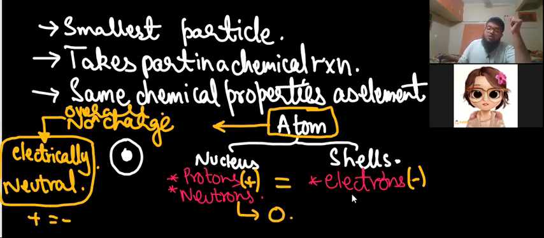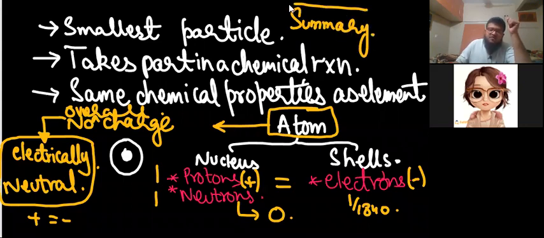Okay, and by the way, what's their relative masses? So electrons have 1 over 1840 as the relative mass, protons have a relative mass of 1, and neutrons also have a relative mass of 1. This is the summary of today's discussion. I hope you guys got it. If you guys have any questions, you may ask, otherwise we'll end.